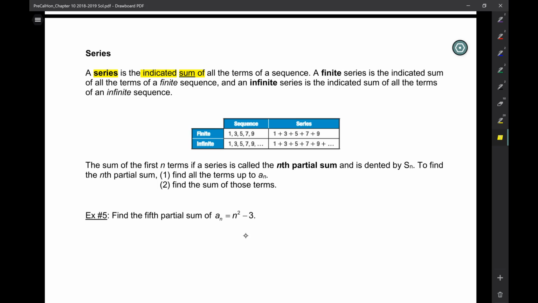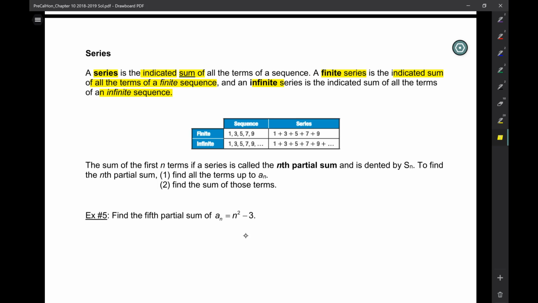That word is important. So the indicated sum means you could sum up all of the numbers in a sequence, or it could just be a partial, like the first 100 numbers, okay? So just like we had a finite sequence, we have a finite series, and this is the indicated sum of all the terms in a finite sequence. And an infinite series is the indicated sum of all the terms of an infinite sequence, right?